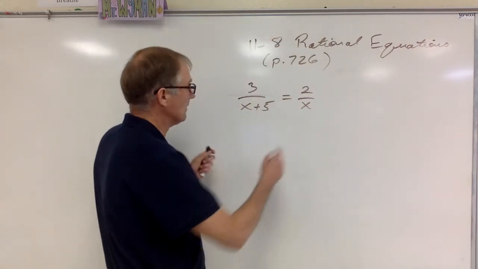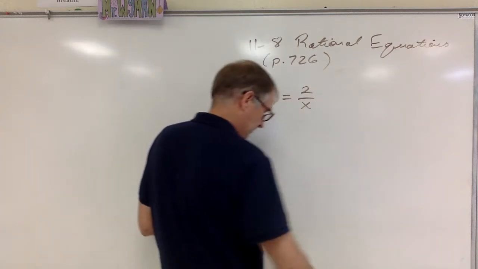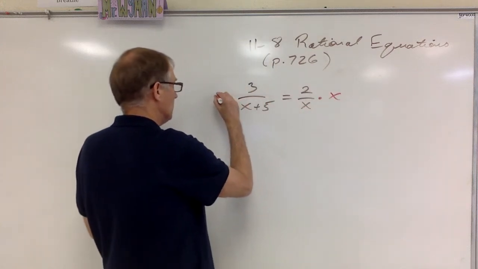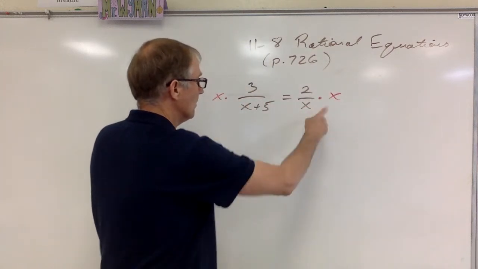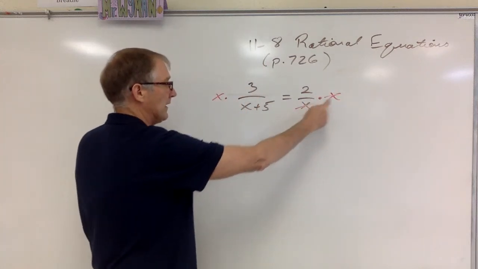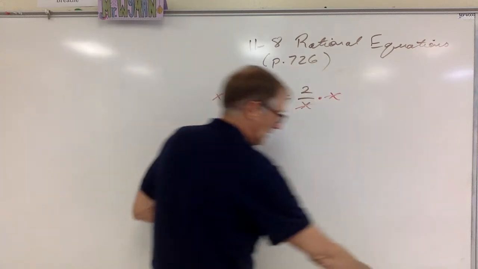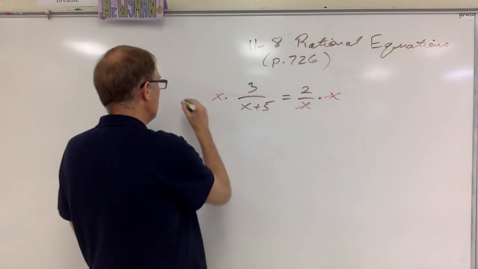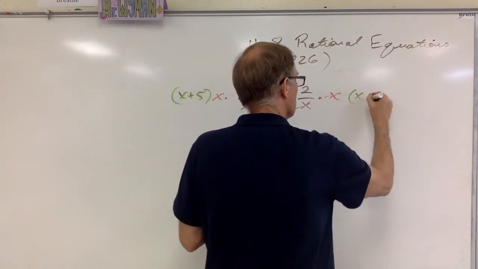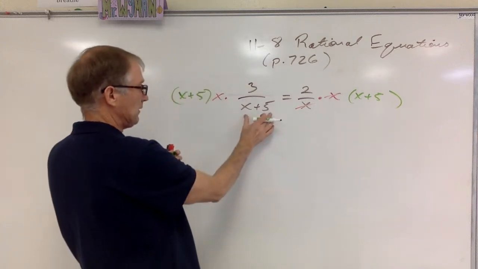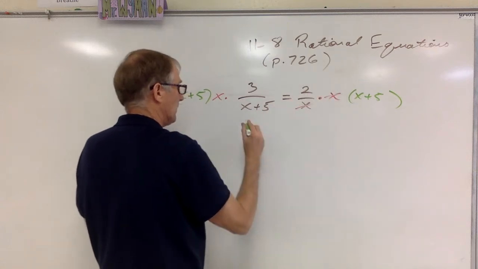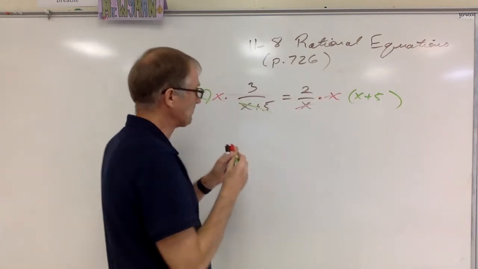In other words, I can multiply both sides by x to get x over here, because that x is in the denominator. And I can multiply both sides by x plus 5, because x plus 5 is down here. I'm going to cross product: x comes up here, x plus 5 goes over there. All right? So that's cross product.